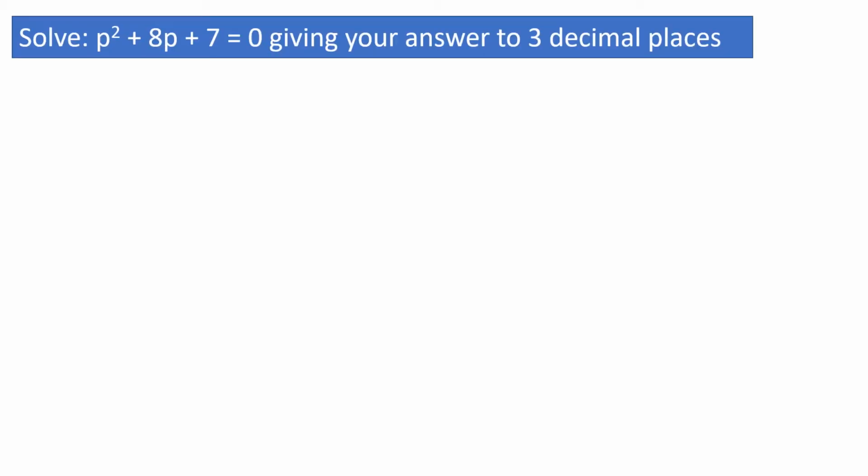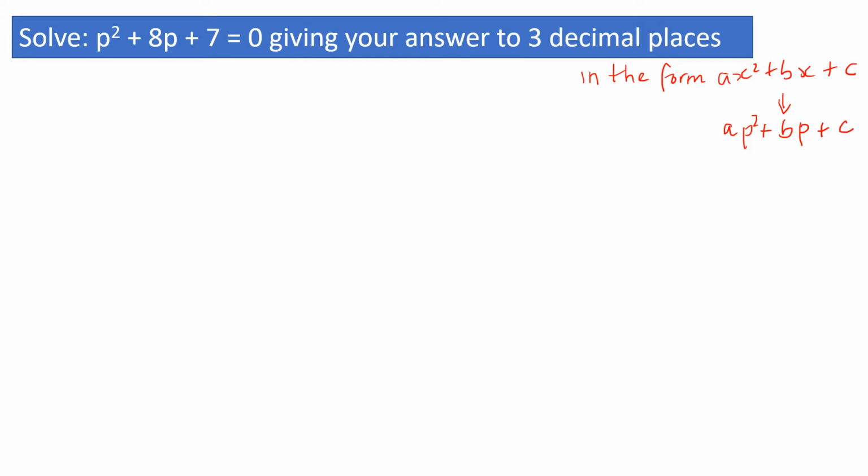Let's look at example 1. Solve p squared plus 8p plus 7 equal to 0, giving our answer to 3 decimal places. Now let's understand first that this is in the form ax squared plus bx plus c. The question has p squared and an 8p term, so we can convert that: it will be a p squared plus b p plus c.